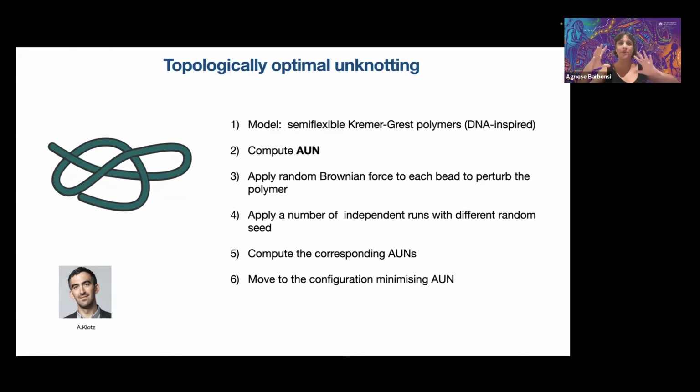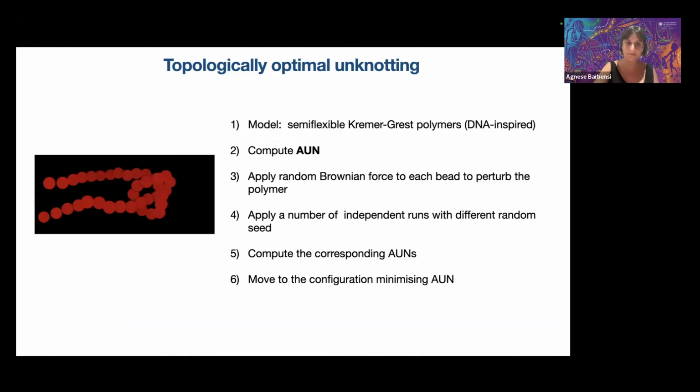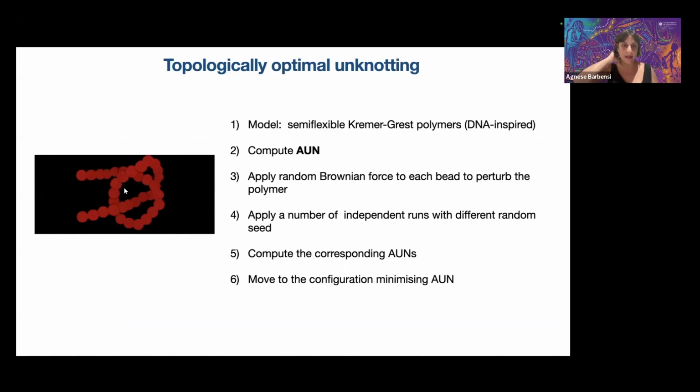So again, the idea is we start from our initial knotted configuration. Using this physical model, we explore the space of neighboring configurations, and we move towards those configurations that minimize the average unraveling number. And we keep doing that until hopefully we get to something that's totally unknotted. This is an example of a pathway that we found starting from a deeply knotted open-ended trefoil.